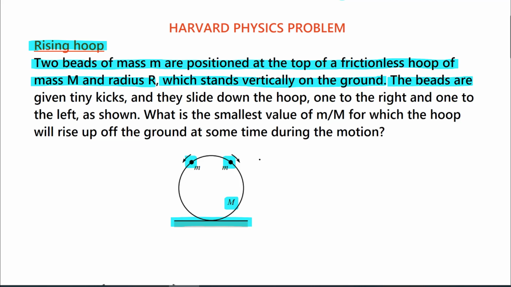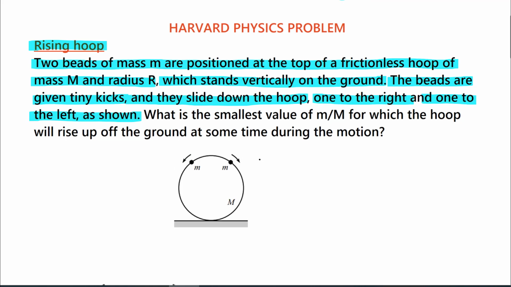The beads are given tiny kicks so that they slide down the hoop, one to the right and one to the left as shown in this figure. So they have been applied a small kick, so they will move in this direction, and basically these beads will move on this ring in this direction. So one bead is left, another bead is right, and the problem is symmetric. Everything is symmetrical.